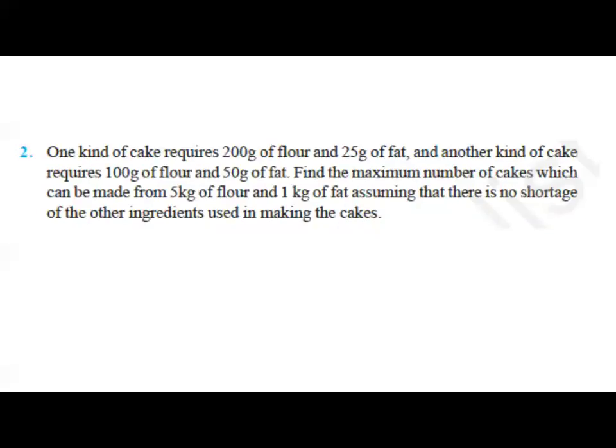Quantity of cakes of each type. How many cakes of each type do we need to make with given resources to maximize the total number of cakes? So, if X1 is cakes of first type, X2 is cakes of second type, what is our objective function here? Number of cakes means X1 plus X2. Very simple in this case.